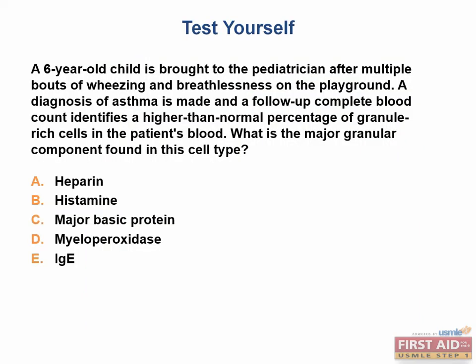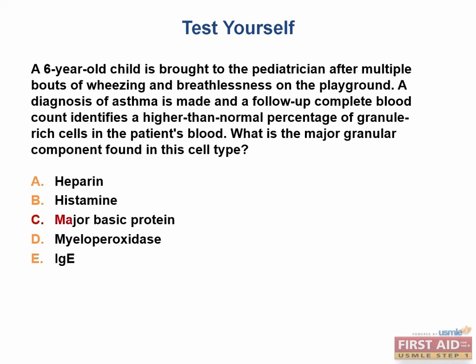In the pathology section of this chapter, we will discuss this cancer of plasma cells in more detail. Now let's test ourselves with a USMLE style question. A 6-year-old child is brought to the pediatrician after multiple bouts of wheezing and breathlessness on the playground. A diagnosis of asthma is made, and a follow-up complete blood count identifies a higher than normal percentage of granule-rich cells in the patient's blood. What is the major granular component found in this cell type? Heparin, histamine, major basic protein, myeloperoxidase, or IgE?